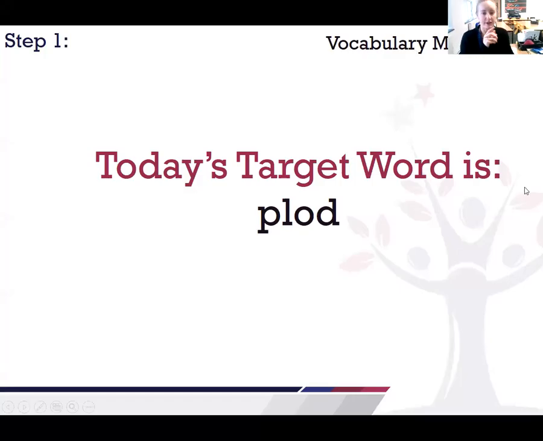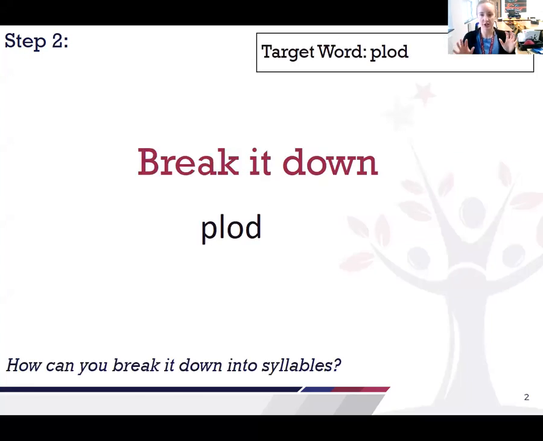Everyone, let's get started with today's English lesson. So our target word of the day is plod. Can you have a go at saying that? Plod. Your turn? Super. So let's check how many syllables are in the word plod.